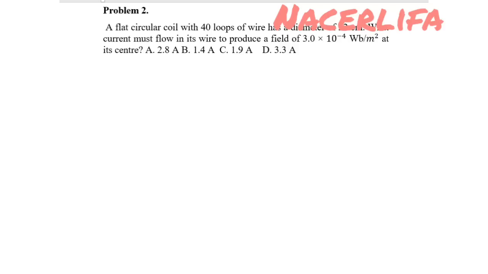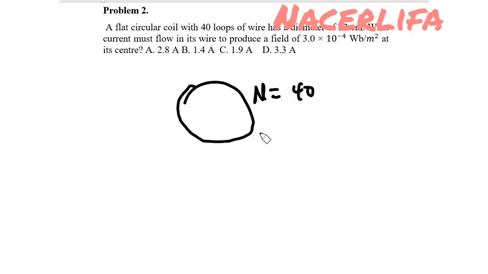So let us solve this problem 2. It says that a flat circular coil, let's say the coil is this, is circular, don't mind the diagram. A flat circular coil has the number of loops, okay? I won't keep drawing it. Let's say the number of loops is 40, and it has diameter 32 centimeter.